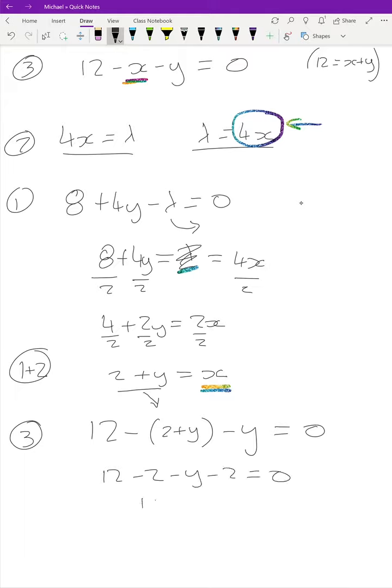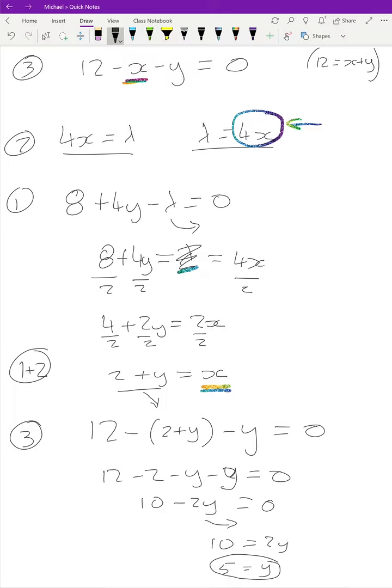12 minus 2 is 10. Sorry, that's minus y minus y. Minus y minus 2y equals 0. Pop that to the other side, and 10 equals 2y. Divide both sides by 2, 5 equals y. And I've got my first solution.